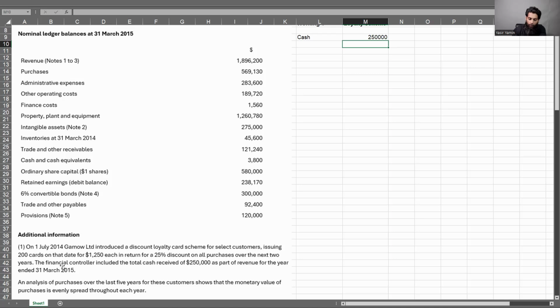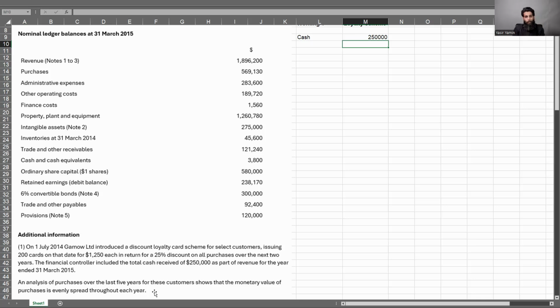Examiner says, the financial controller included the total cash received of 250,000 as part of revenue for the year ended 31st March 2015. An analysis of purchases over the last 5 years for these customers shows that the monetary value of their purchases is evenly spread throughout each year. What has your financial controller done? Your financial controller has recognized the total amount of $250,000 as revenue this period. Is it correct?